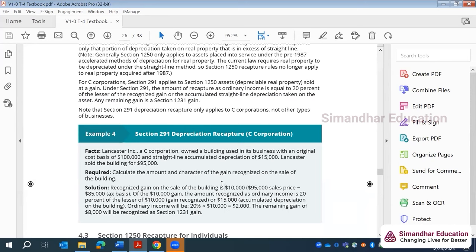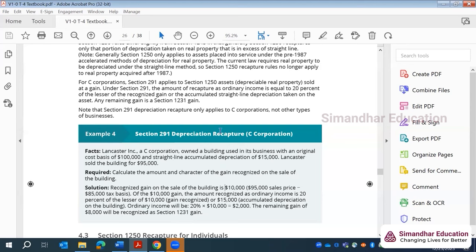So which is lesser here? Is the gain lesser or the accumulated depreciation lesser? Obviously, the gain is lesser, right? So we will take 20% of this $10,000. 20% of the $10,000 is $2,000. So $2,000 will be treated as section 291 and will be treated as ordinary. The remaining $8,000 will be treated as Section 1231 gain.